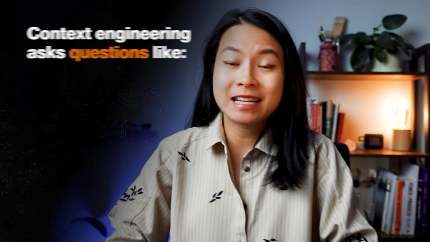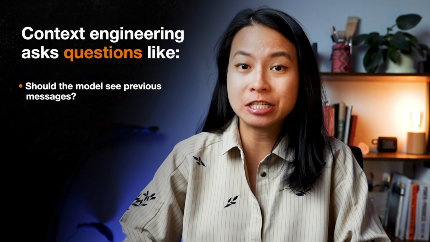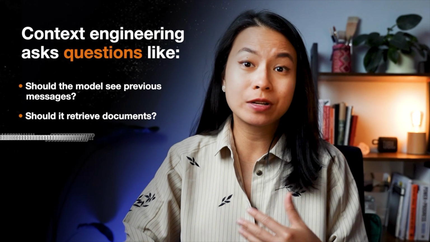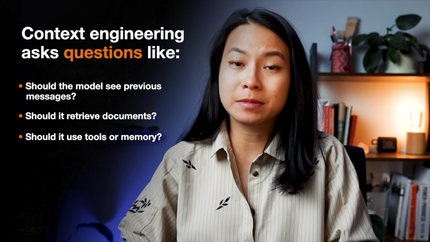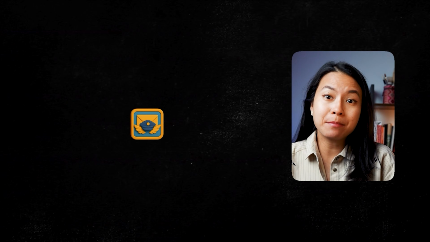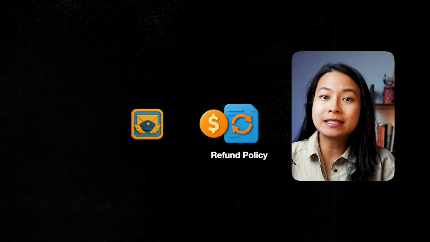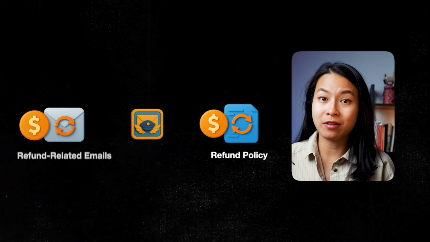over time. Context engineering asks questions like, should the model see previous messages? And if yes, how much? Should it retrieve documents, or should it use tools or memory? This becomes critical when your app becomes more complex. For example, in the Inbox Copilot app, we might design it so the model always sees the company's refund policy before answering any refund-related emails.